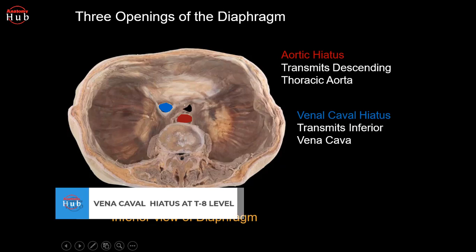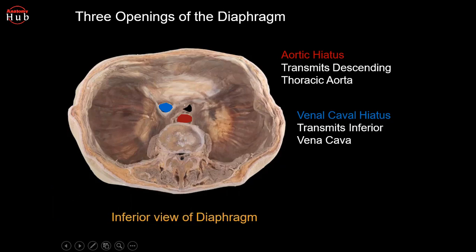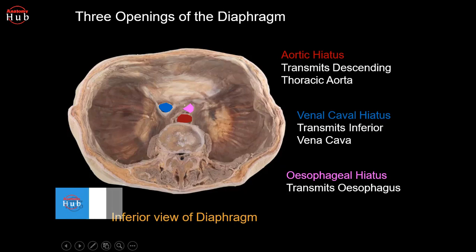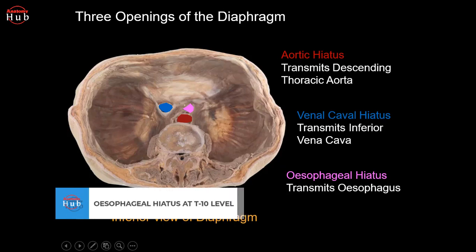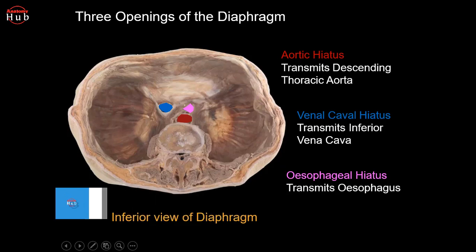So you can say the caval hiatus gives passage not only to the inferior vena cava, but also to the terminal branches of your right phrenic nerve, and it is at the level of T8 thoracic vertebra. And here you will see the esophageal hiatus. It allows the esophagus to go down. Along with the esophagus, the right and left vagus nerves also go towards the abdominal cavity, and the esophageal branches of your left gastric artery and vein also pass through this esophageal hiatus.